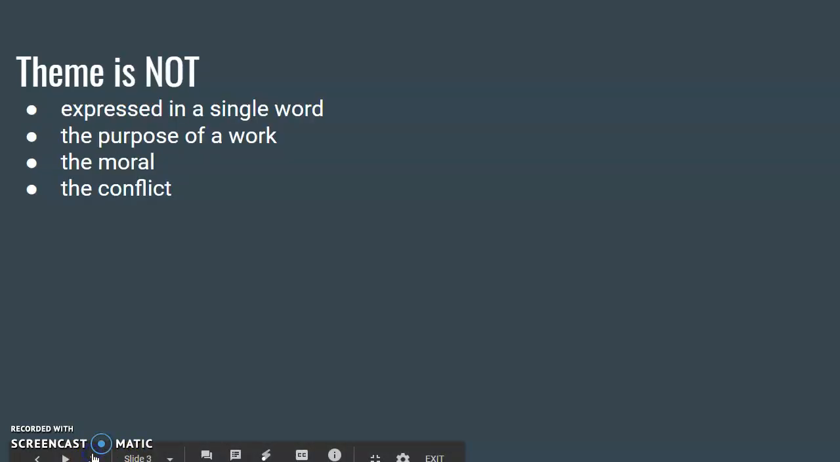And now let's look at some things that theme is not. It is not a single word. So love is not a theme, or justice is not a theme. It's going to be a complete thought, and we'll talk about that in just a minute. It is not the purpose of the writing. It's not the moral, and it's not the conflict. It's kind of that put together.